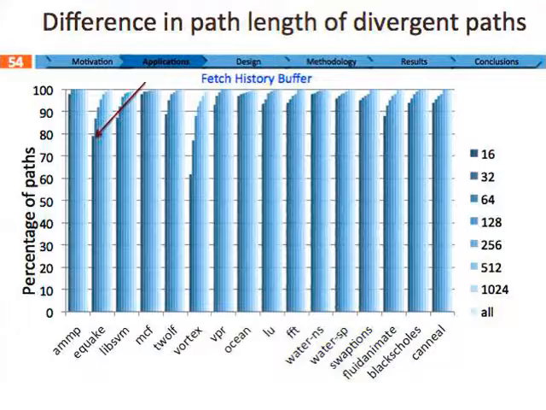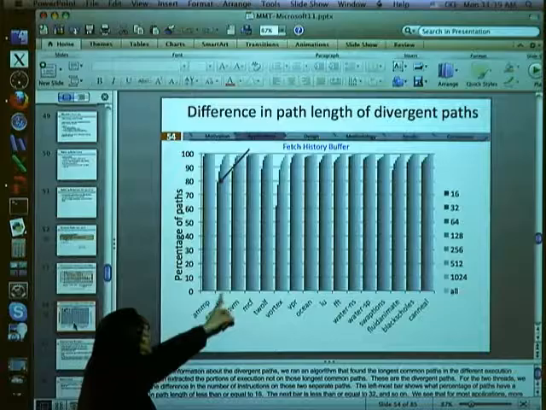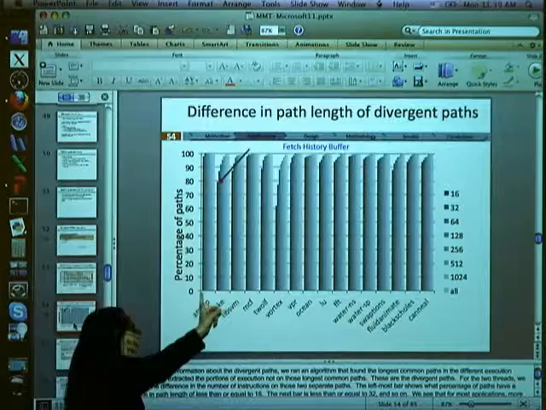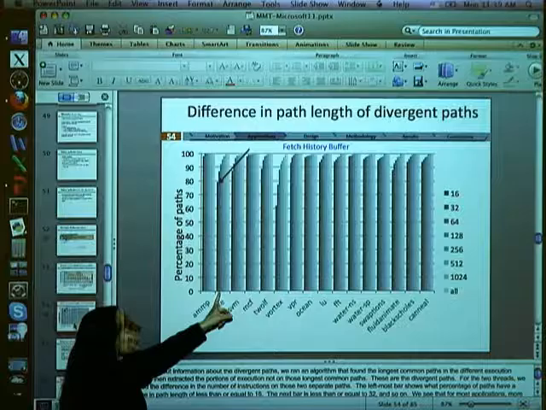Okay, so first we looked at what happens when they get to a branch and go different directions. How different is the length of those paths? How likely is it that they're going to come back at about the same time? So here we have the percentage that are 16 or less, the leftmost bar: 16 instructions or less difference in path length. And then 32, 64, 128, and so on.